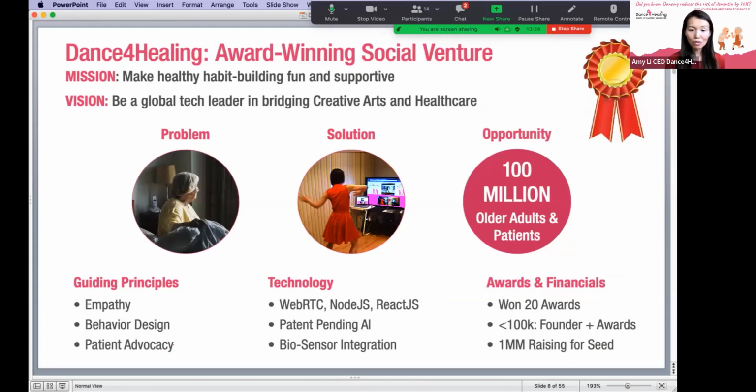Our technology is mostly WebRTC, Node.js, React.js. We have a patent for the AI. We currently have 2 grants pending, invited by NIH and NSF. So there'll be a huge level of biosensor integration and also voice recognition, to build synchronization with Alexa to build a voice interface to reduce adoption barriers for the elderly.